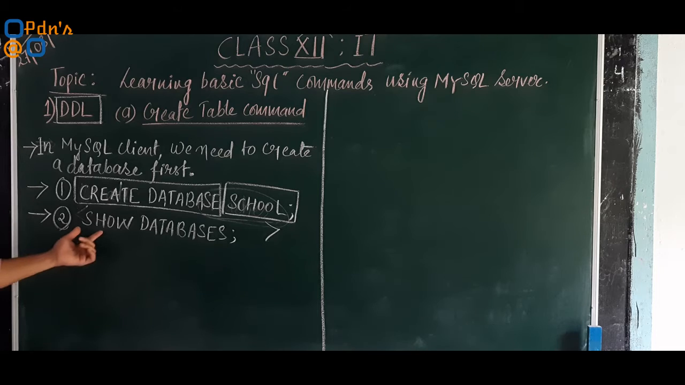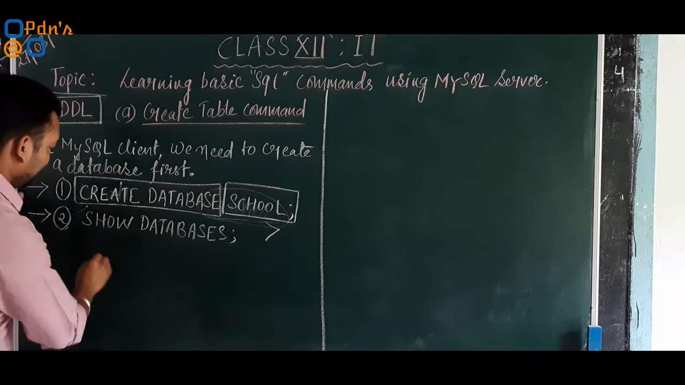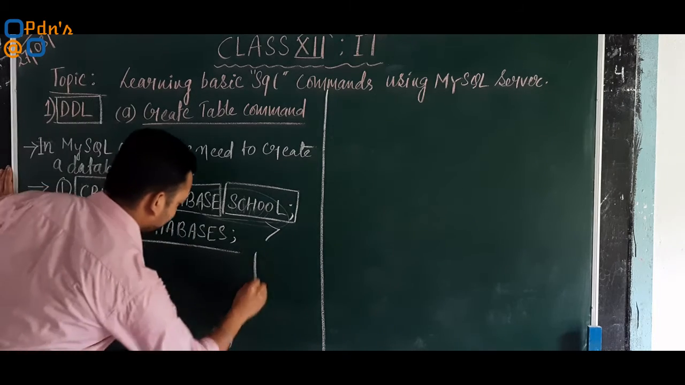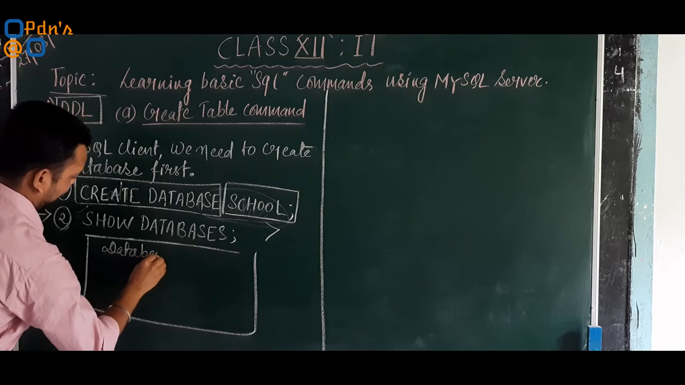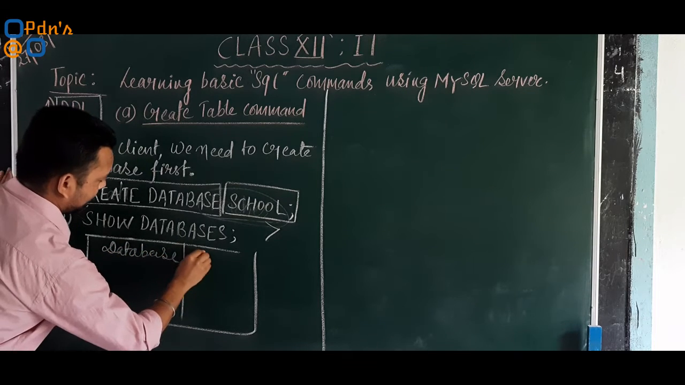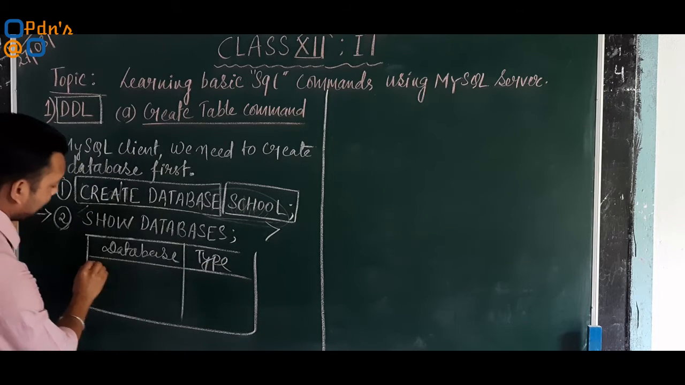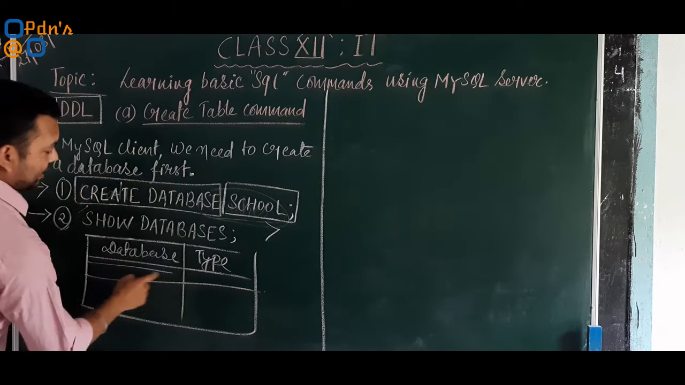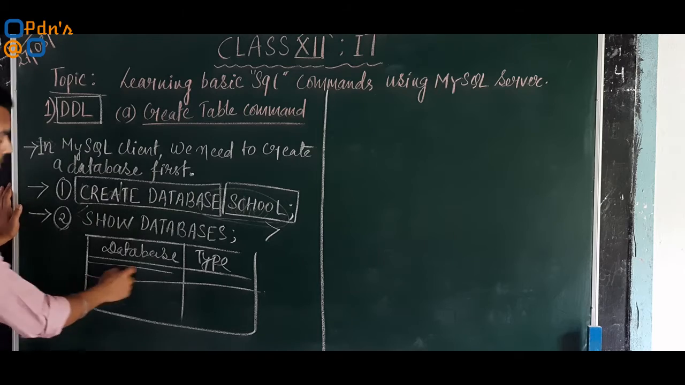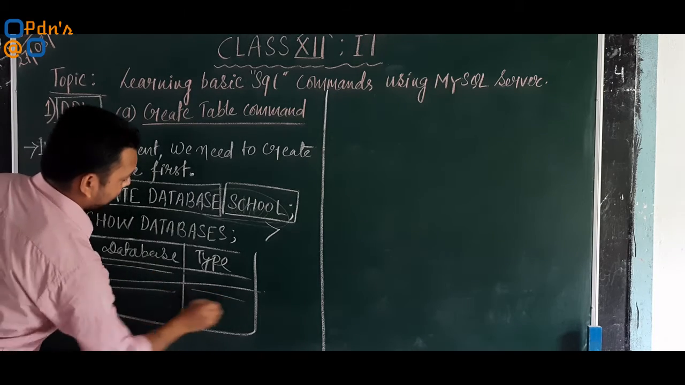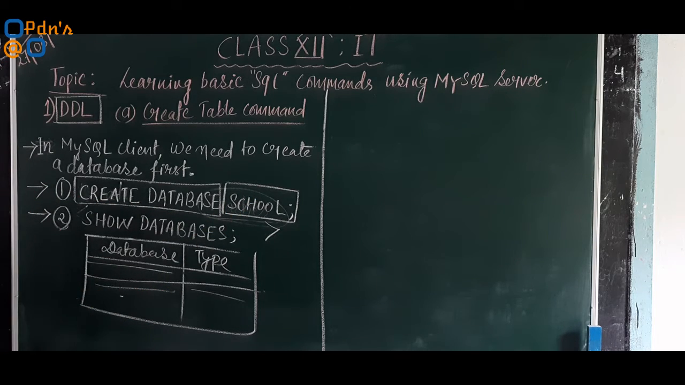After executing this query, it will display the list of databases in tabular format like this. Databases, type, system or user, all those lists will be displayed here. If any database is already pre-installed in our MySQL command line, it will be displayed along with the other databases that we have created here. We have created a school database, so it will also be displayed here.